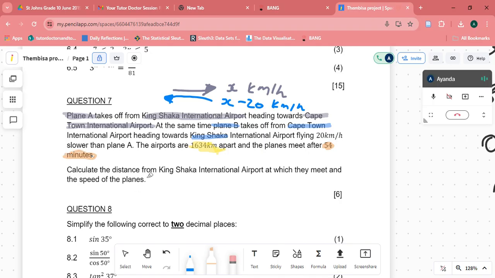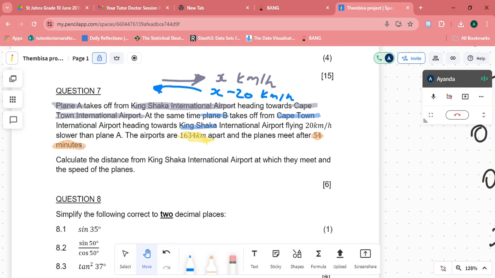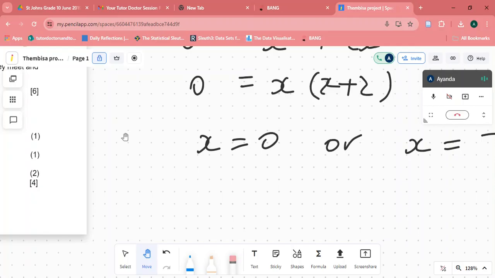Now we're asked to calculate the distance from King Shaka International Airport at which they meet, and the speed of each plane. So we need to find out where exactly they met. What's the distance from King Shaka International Airport? And what was the speed of each plane? Let's summarize that information.